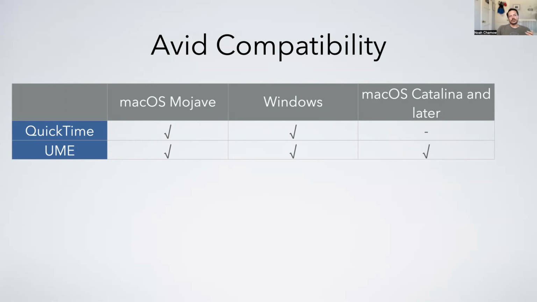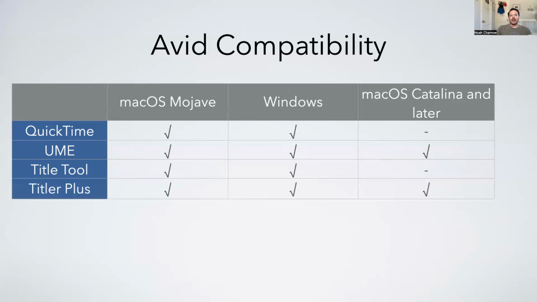The same, well, not the same, sorry, when it comes to Title Tool, because as I mentioned, the Avid Title Tool is also 32-bit. Title Tool is supported on macOS Mojave. It's supported on Windows in even the most recent versions of Media Composer, but it's not supported on Catalina and later. But Titler Plus, which I'll be talking about in a little while, is supported on all three.